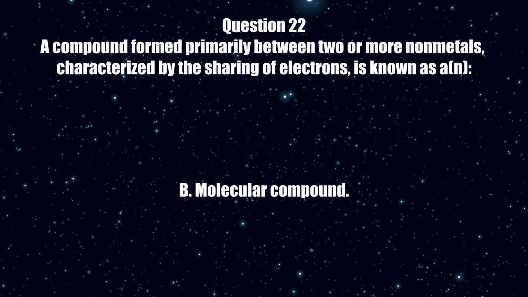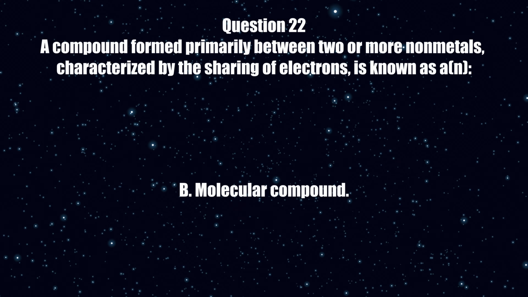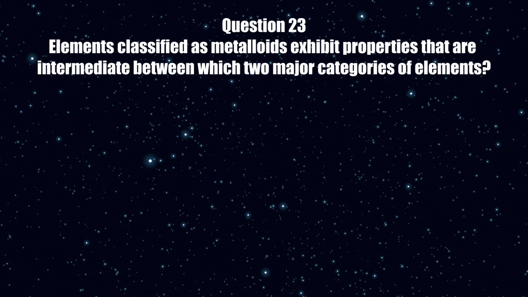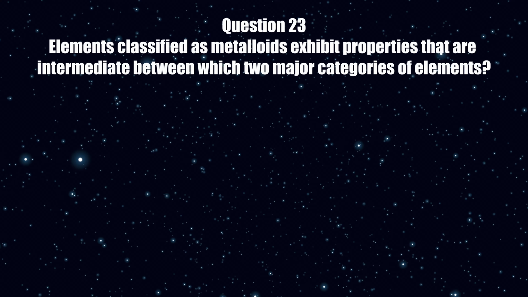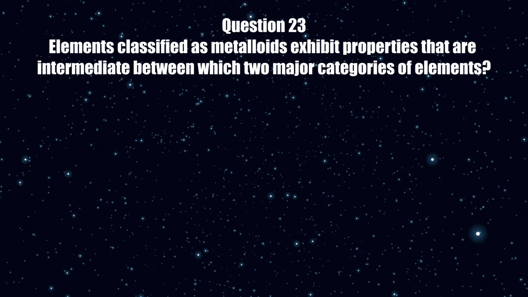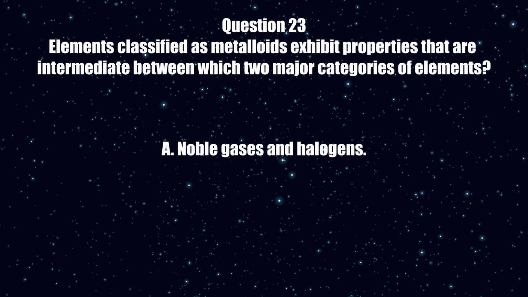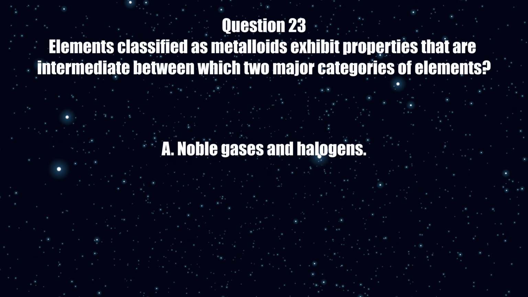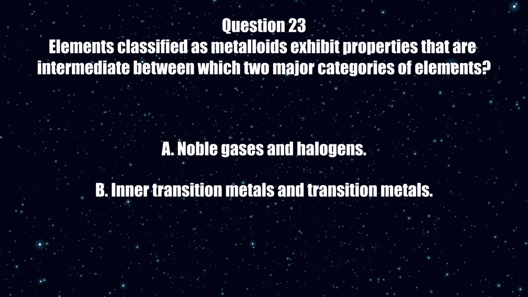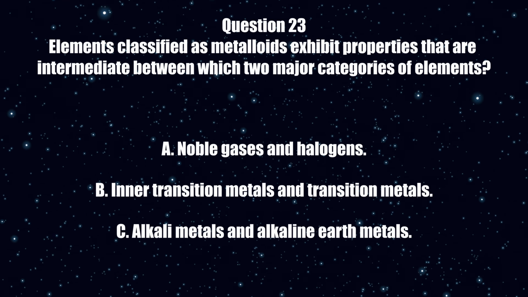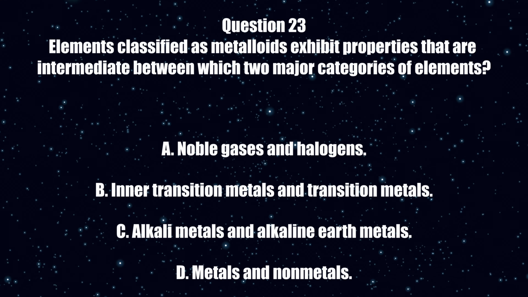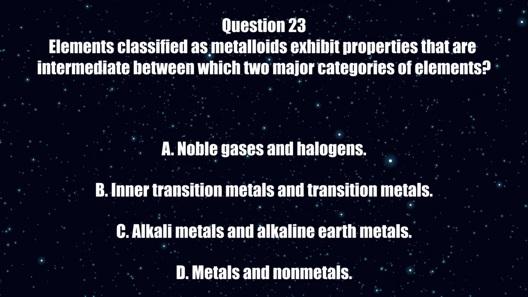The correct answer is B, molecular compound. Question 23. Elements classified as metalloids exhibit properties that are intermediate between which two major categories of elements? A. Noble gases and halogens. B. Inner transition metals and transition metals. C. Alkali metals and alkaline earth metals. D. Metals and nonmetals.